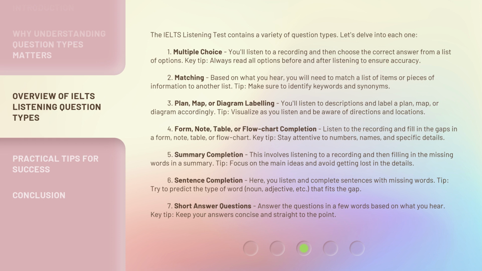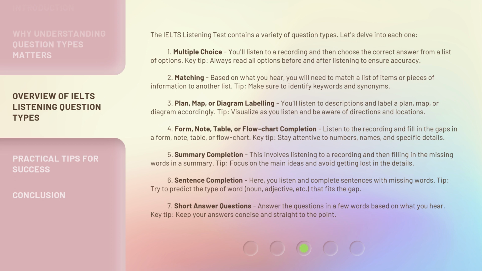3. Plan, map, or diagram labeling. You'll listen to descriptions and label a plan, map, or diagram accordingly. Tip: visualize as you listen and be aware of directions and locations. 4. Form, note, table, or flowchart completion. Listen to the recording and fill in the gaps in a form, note, table, or flowchart. Key tip: stay attentive to numbers, names, and specific details.